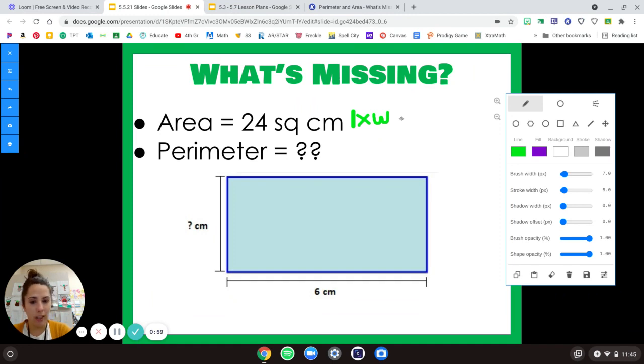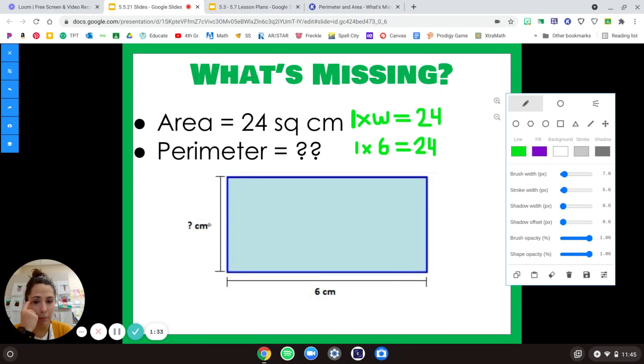But we already know one of those. So we know this equals 24, right? Our length times our width has to equal 24. But we already know our width. So really, let's think through length times 6 equals 24. So what times 6? Think through it that way then.